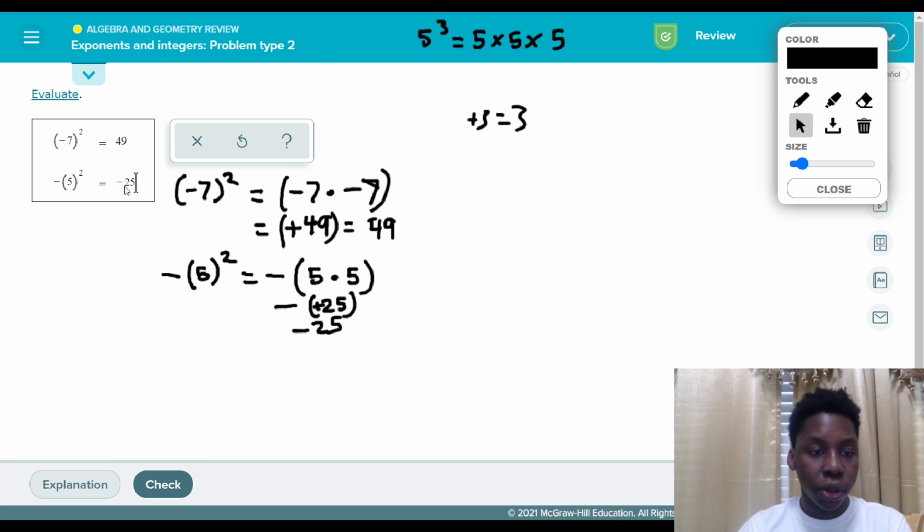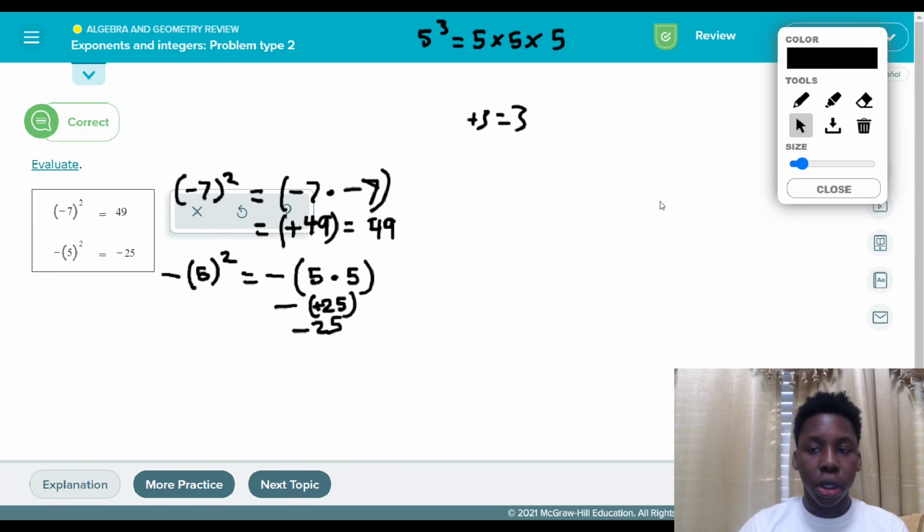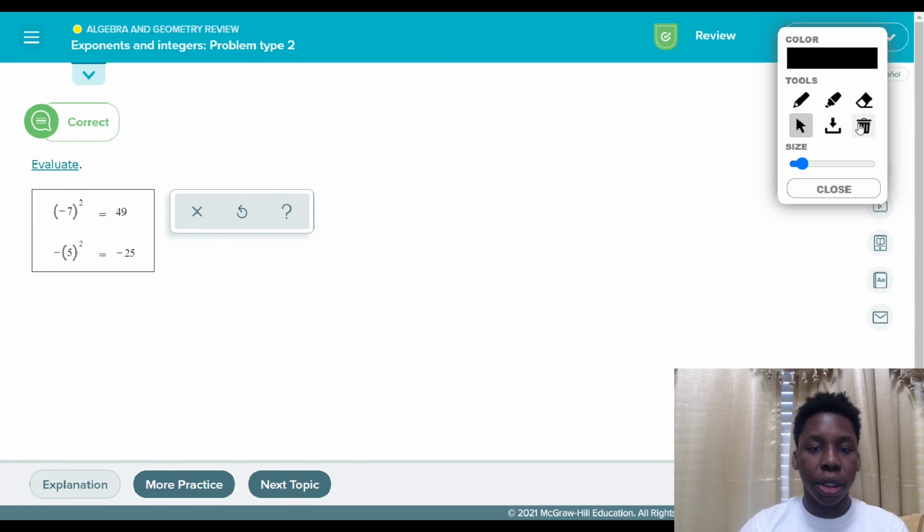Minus 25. Check. Okay, so let me explain what I did here. Basically, I asked myself first: is the minus inside or outside the bracket? In this first question, the minus was inside the bracket with 7.